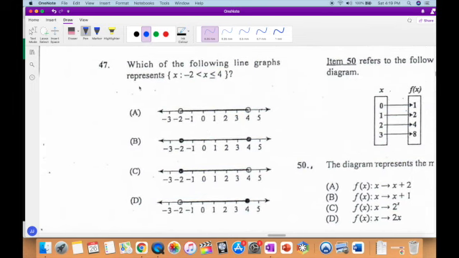Which of the following lines represents that? Well, we could see here that the equal sign is by the 4. So anything by the 4 will have to be shaded. So yes, we could see the non-equal sign is by the -2. So the -2 is unshaded. So yes, D will be your answer here.